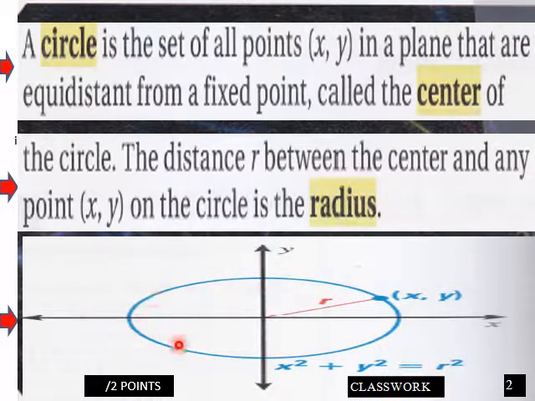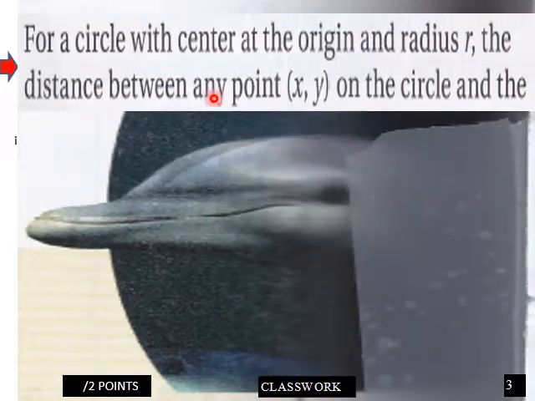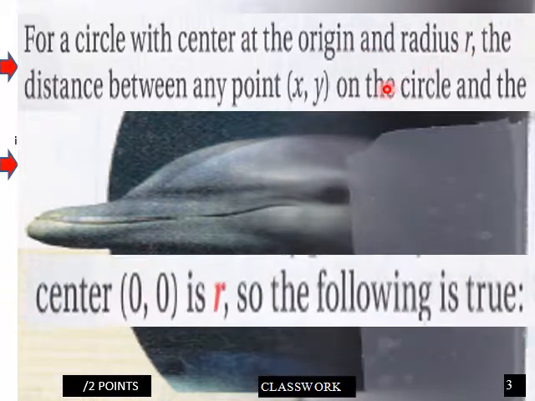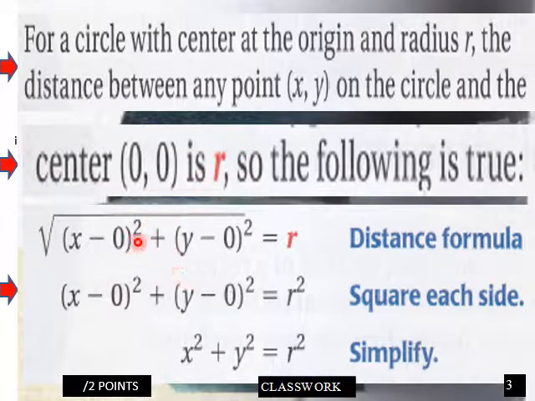Here's an example of a circle where r is our radius. x squared plus y squared equals r squared. For a circle with center at the origin and radius r, the distance between any point x, y on the circle and the center, 0, 0, is r. So the following would be true in this case. To find r, we have x minus 0 squared plus y minus 0 squared. Then we plug in our values for x and y to find our r squared. This is how we derive this equation.